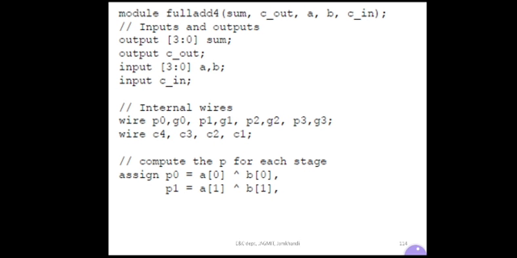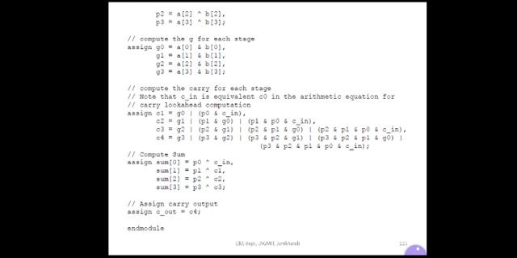Now write the program. Whatever equations we used in the previous slide, just convert them into a Verilog HDL description. So assign is the keyword used in data flow modeling. Assign P0 is equal to A of 0 XOR B of 0, comma P1 is equal to A of 1 XOR B of 1, P2 equal to A of 2 XOR B of 2 and P3 equal to A of 3 XOR B of 3.